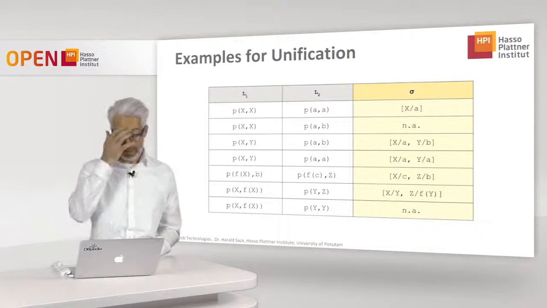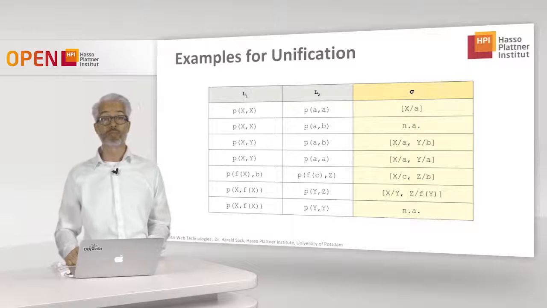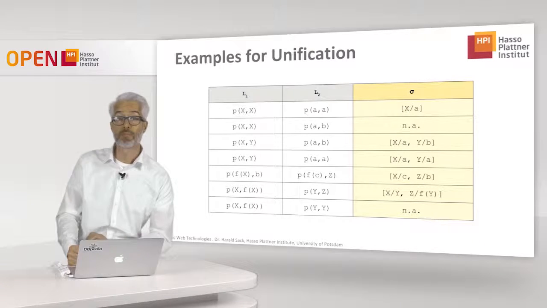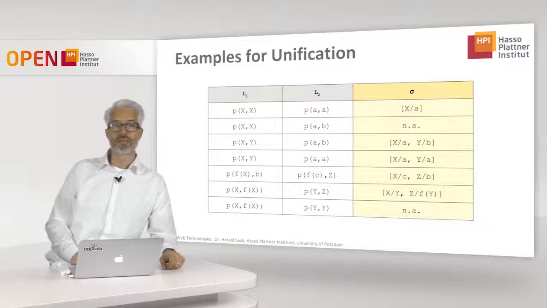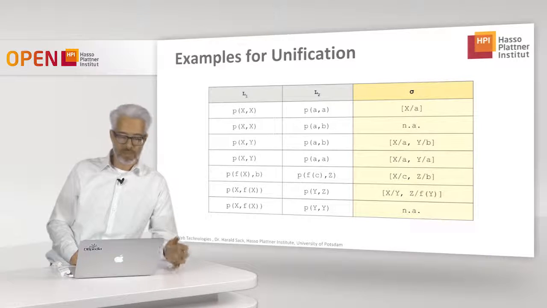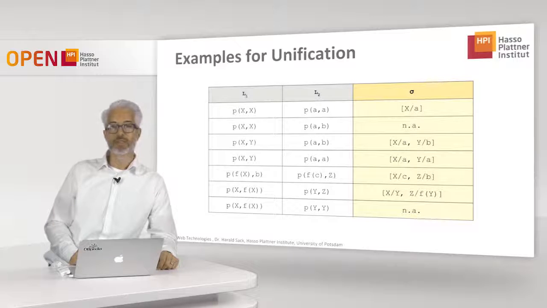So let's look at a few examples. I have here a table with a few examples. Let's go through them step by step. So if we look at the first one, we have first an expression over a predicate over two variables, and then the second one is a predicate over two constants. And this is quite simple. If we substitute variable x with constant a, then of course it's unifiable, then they are both the same.